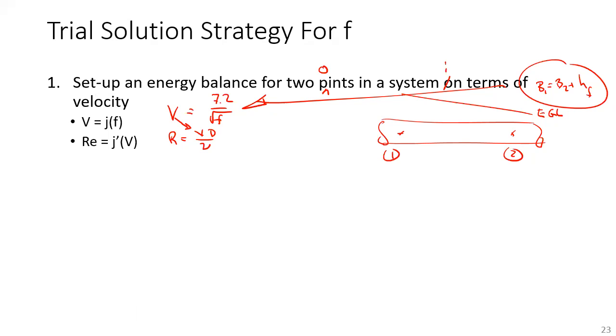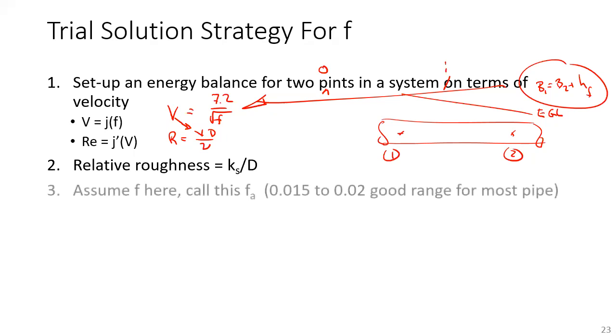All right, so the next thing we would run into is the second step after we've done our energy balance in step 1, which is to calculate the relative roughness. And again, think of the problem we just did 3 times. You were given the absolute roughness, you were given the pipe diameter. Now, at this point, you're going to assume the friction factor. And we're going to call that FA, A for assumed, the assumed friction factor.